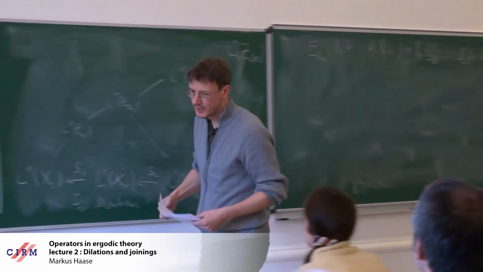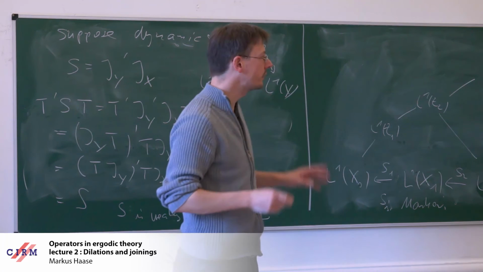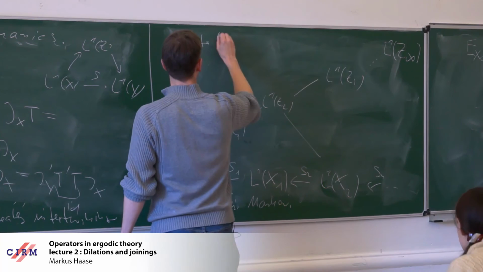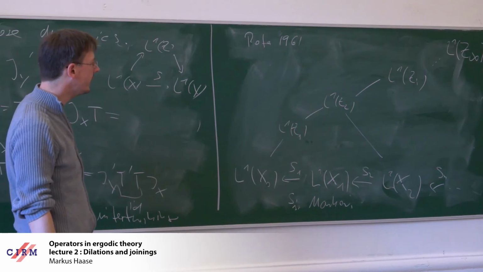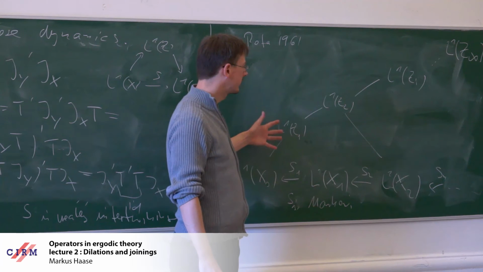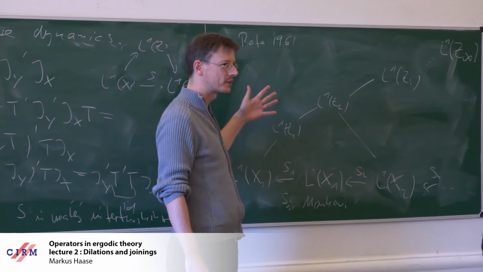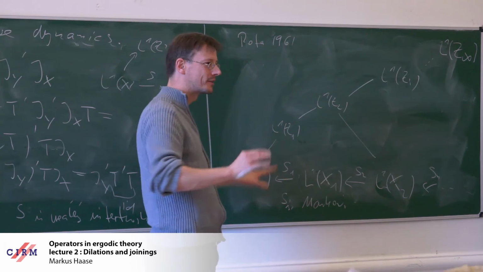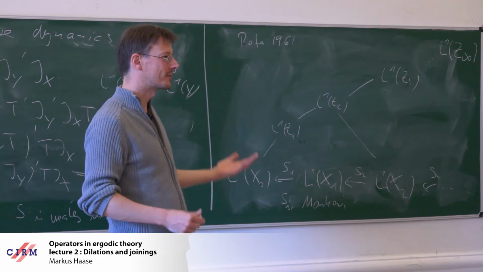Now, this construction appeared in two different contexts. First, in an abstract way, it appeared in a paper of Rota from 1961. And then later, this is nothing else than an abstract version of Kolmogorov's construction of a Markov process from individual transition matrices, how do you say this? In Dutch it's Overgangsmatrices, in German Übergangsmatrizen. Okay, the conditional probabilities, yeah.